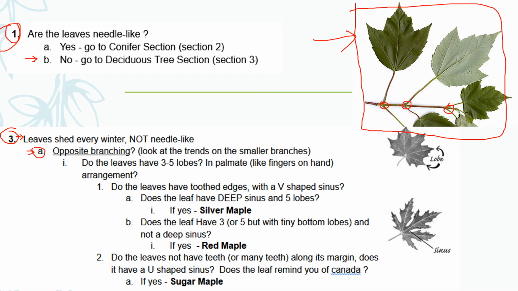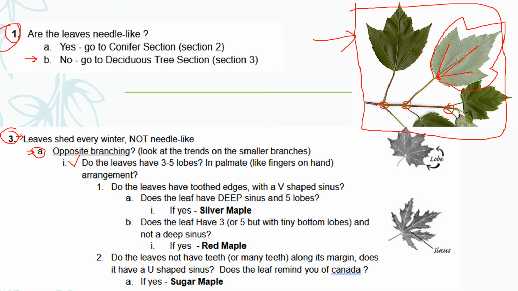So the first question in section A is, do the leaves have 3 to 5 lobes in a palmate, like fingers on a hand, arrangement? So let's look at our leaves. All right, so here's the palm, and they kind of go up in 3 general lobes. You can see that lobe 1, lobe 2, lobe 3. So yeah, we fit in this category. Do the leaves have 3 to 5 lobes? Yes, they do. All right, so let's continue down.